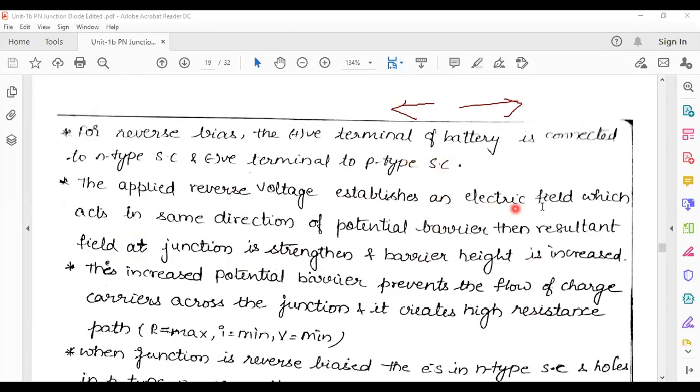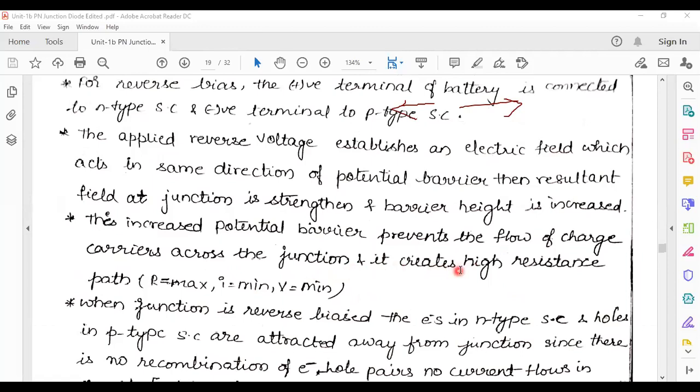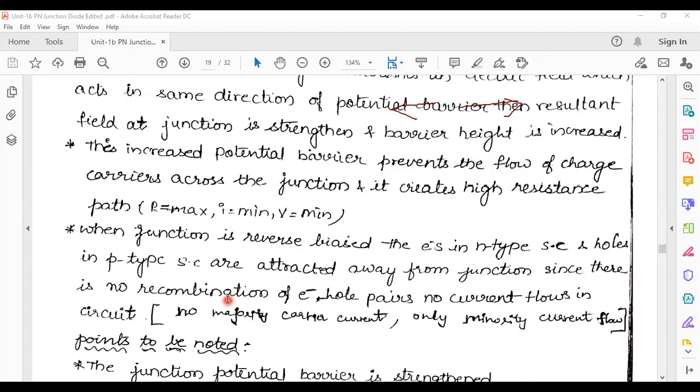Applied reverse voltage establishes an electric field which acts in the same direction as the potential barrier. The resulting field at the junction is strengthened and barrier height is increased. Barrier height or width keeps on increasing here. This increased potential barrier prevents the flow of charge carriers across the junction, and it creates a high resistance path. Therefore, R is maximum, I is minimum here.